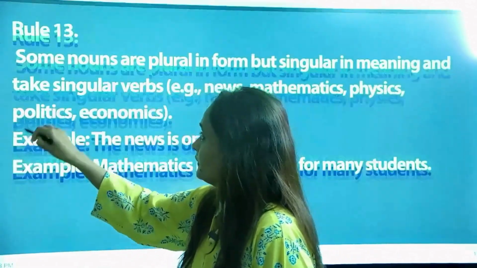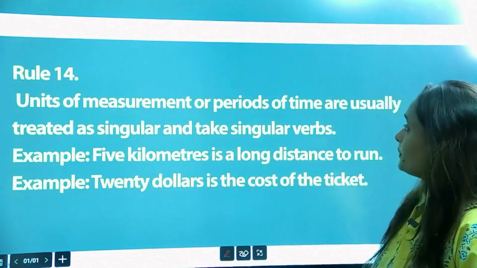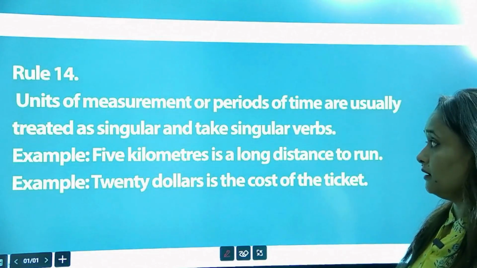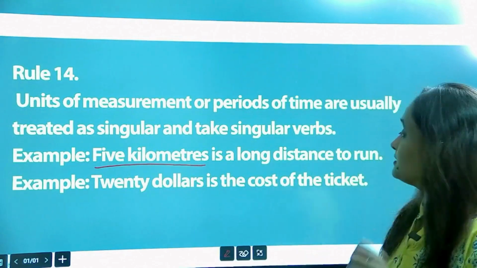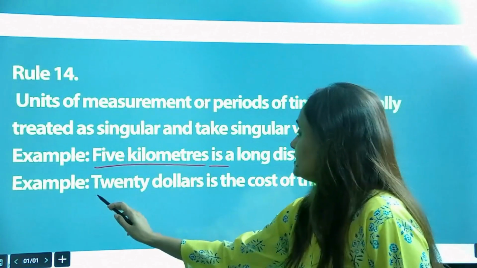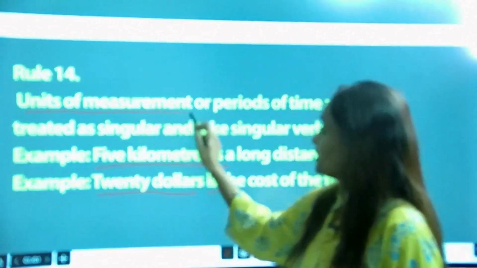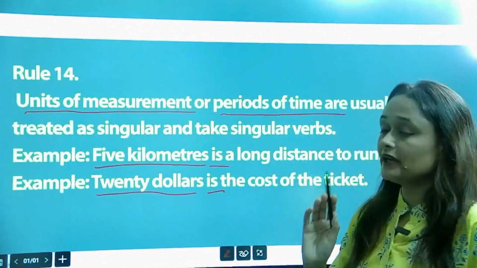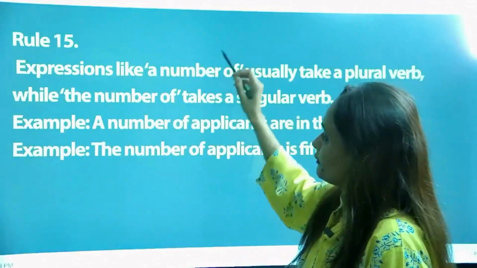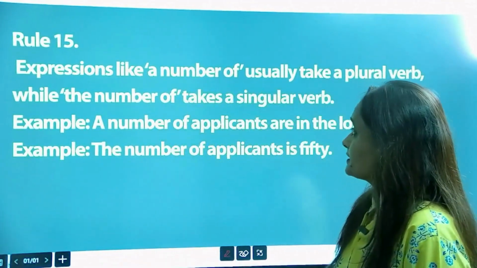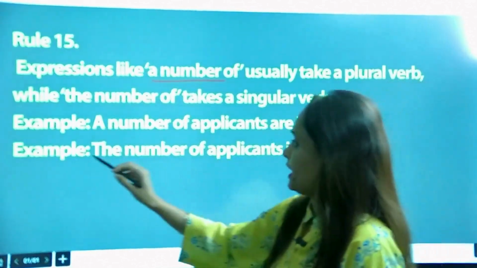In that way, what does rule 14 say? Let's see. Units of measurement or periods of time are usually treated as singular and take a singular verb. For example, 5 kilometers is a long distance. $20 is the cost of the ticket. So remember, unit of measurement or period of time always takes a singular verb. Now, what does Rule 15 say? Rule 15 says expressions like "a number of" usually take a plural verb, while "the number of", this we have already covered.